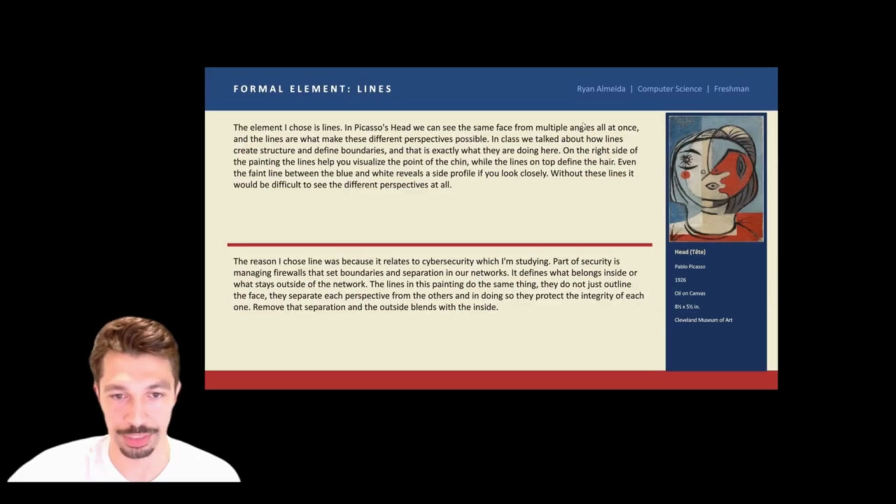In Picasso's head, we can see the same face from multiple angles all at once. And the lines are what make these different perspectives possible. In class, we talked about how lines create structure and define boundaries. And that's exactly what they're doing here.